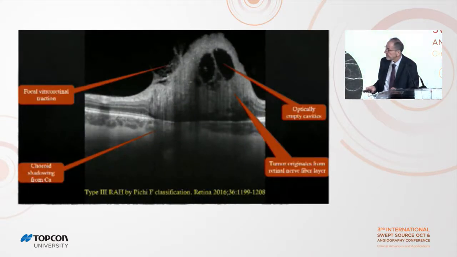showing probably a type 3 astrocytic hamartoma by the Peachy classification. And basically you see some focal vitreoretinal traction, choroidal shadowing from calcium, and optically empty cavities within the lesion. This lesion originates from the retinal nerve fiber layer, and this is easily seen on OCT cuts in smaller tumors.